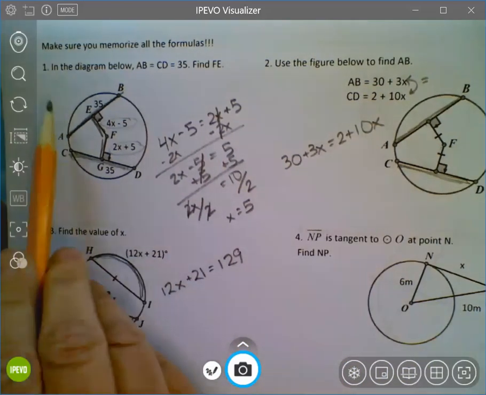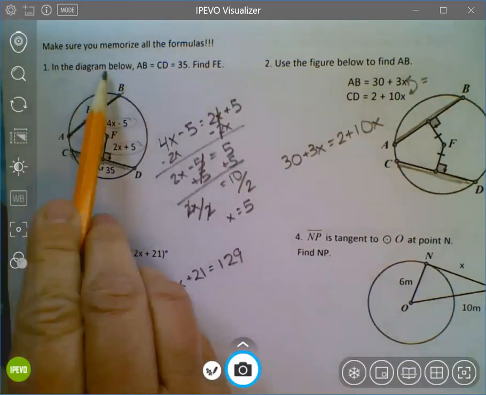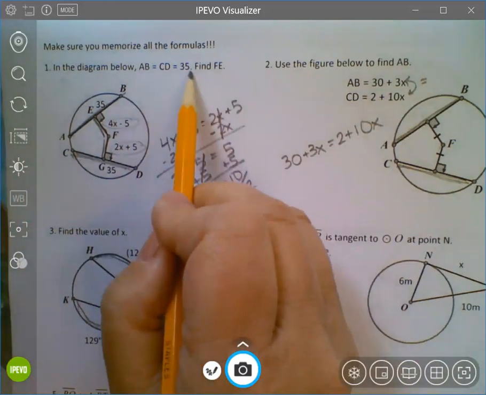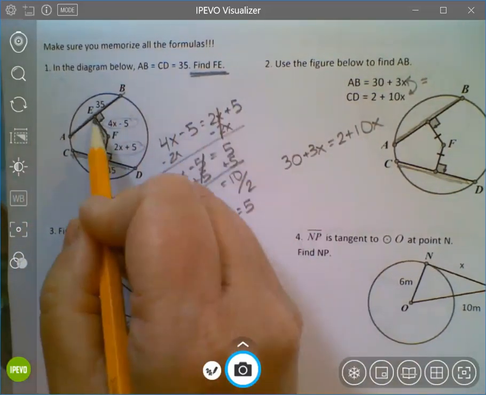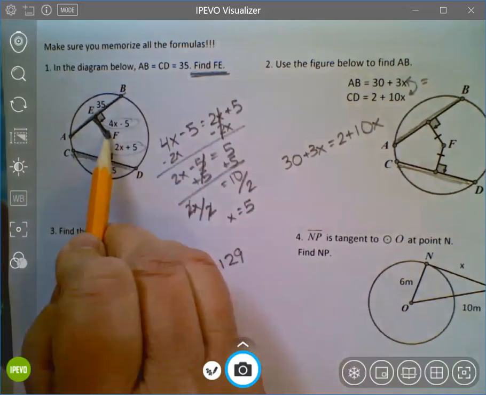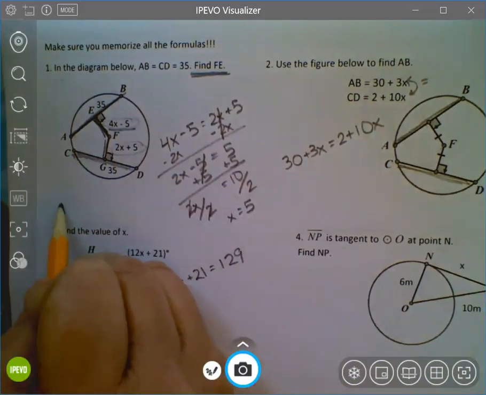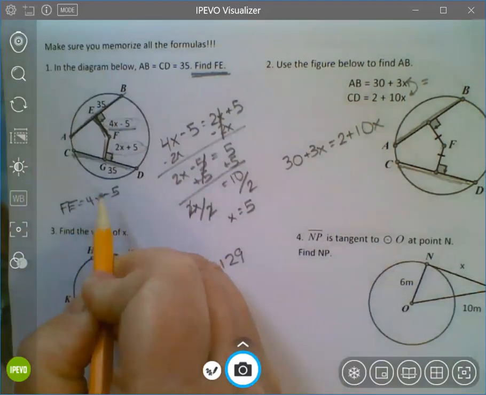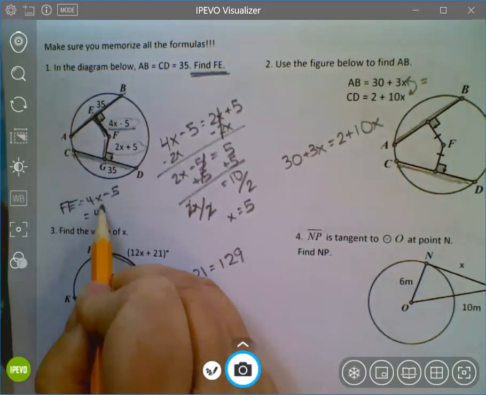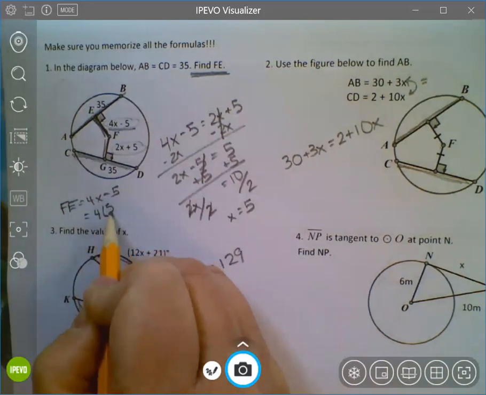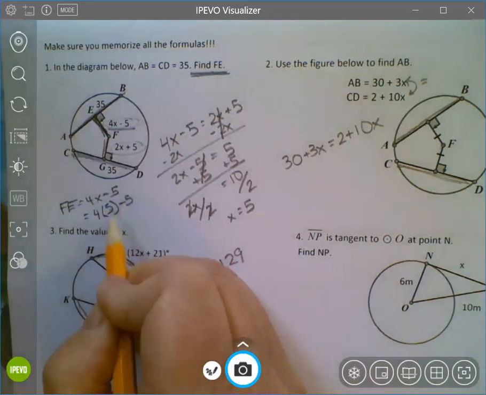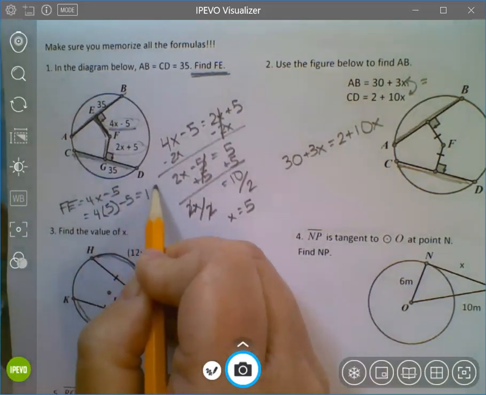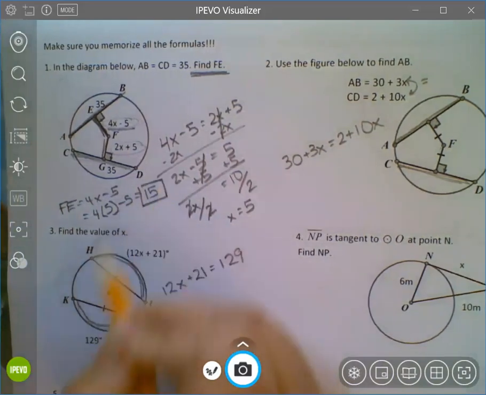But I go back and I look at my question, and it's not asking me to find x. It's asking me to find FE. So FE is this little line segment here, which is 4x minus 5. I'm going to replace that x now with 5. So 4 times 5 minus 5, that's 20 minus 5, that's 15. So that's my answer.